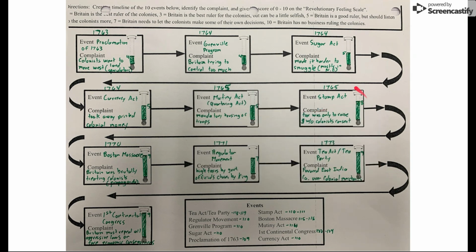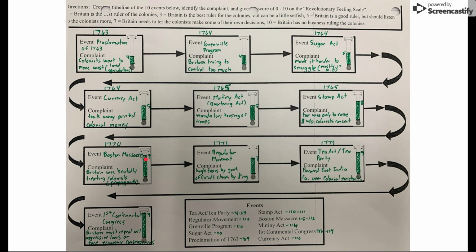It's not till the Stamp Act where things really start to kind of go up. I have it as an 8 here, because this is kind of the first direct tax on the colonies, and they feel like this tax is affecting them, and they didn't have a say in it. So this is where the no taxation without representation begins to take effect.